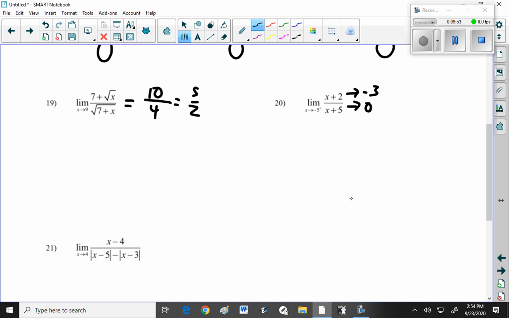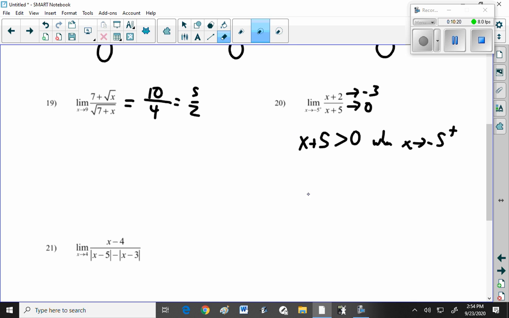So that's a problem. Remember, what we have to do here is some analysis. The numerator is going to negative 3. How is the denominator going to 0? The denominator, x plus 5, if I'm approaching from the right, will always be greater than 0 when x approaches negative 5 from the right. So the numerator goes negative.